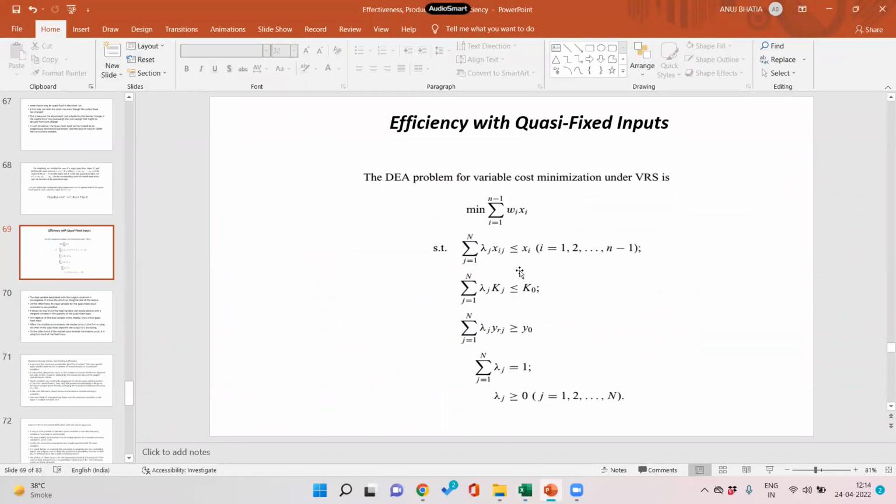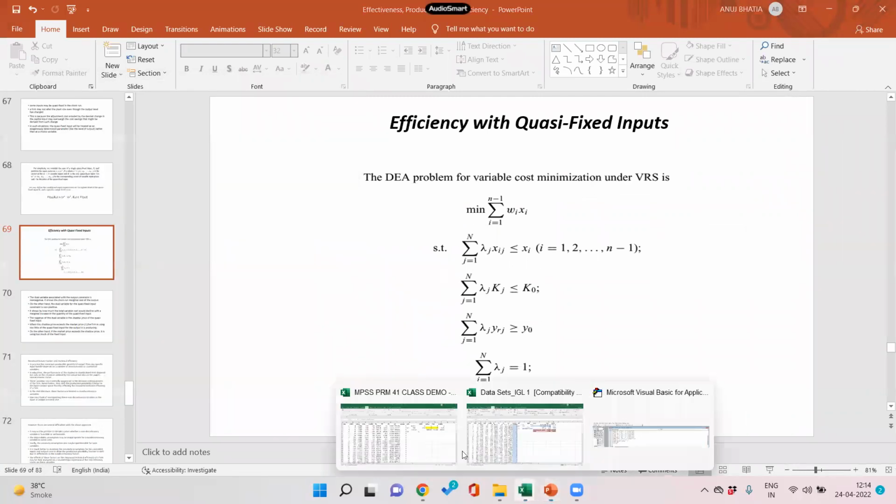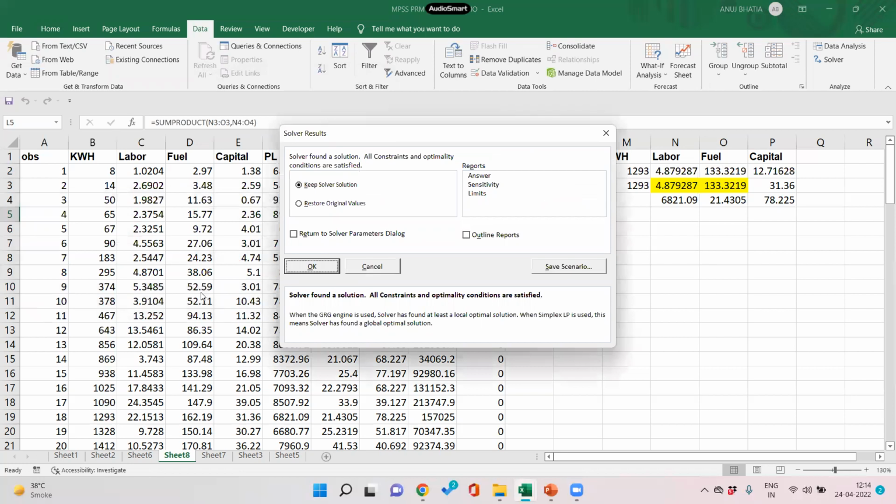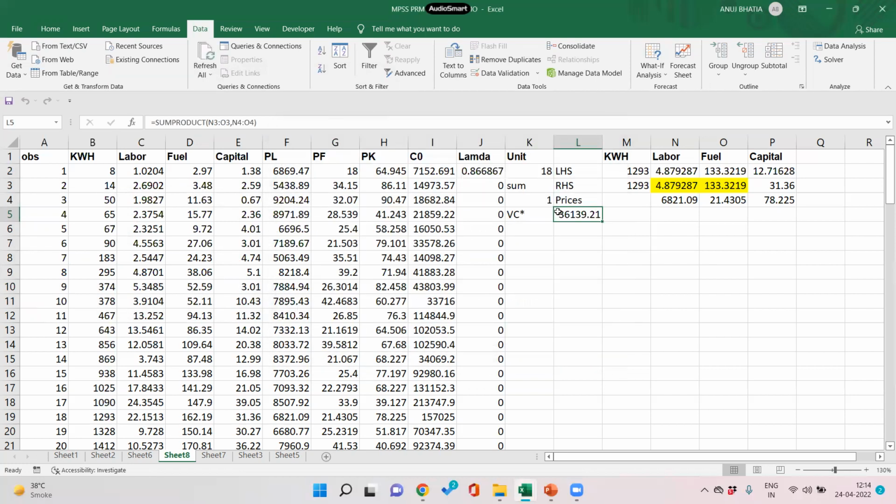Okay, so this fixed capital we have already incorporated along with all the inputs. So we have these three constraints. Select simplex linear programming and solve. Now when you solve this, let us first solve this. So the minimum variable cost is 36,139 for firm number 18. This is the variable cost after minimization.